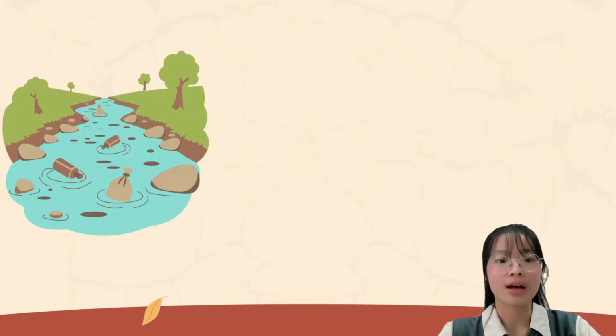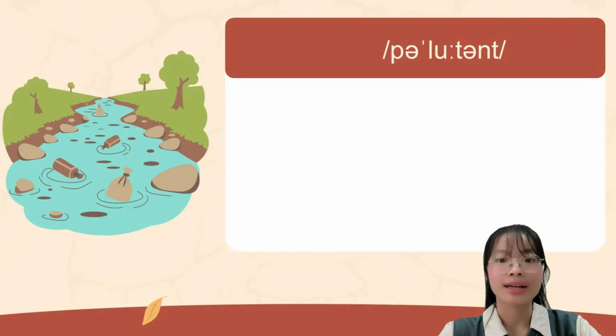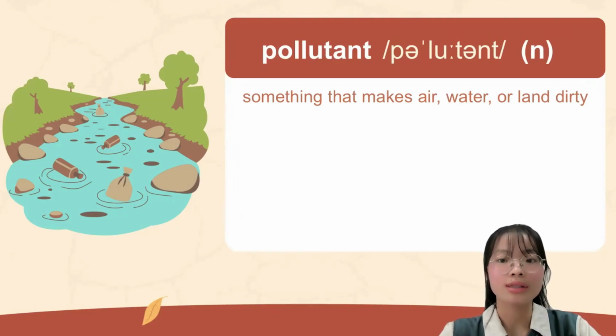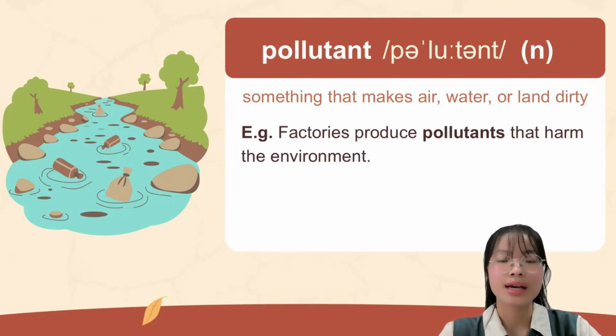Let's look at this river. Can you see the plastic bag, the bottles, and other rubbish in the river? This waste makes the river dirty, so we can call them pollutants. Okay, class, repeat after me. Pollutant. So, a pollutant is something that makes the air, water, or land dirty. For example, factories produce pollutants that harm the environment. And when something is dirty because of a pollutant, we say it is polluted.